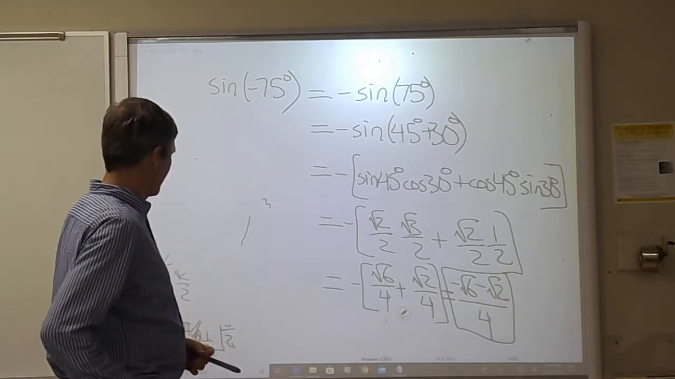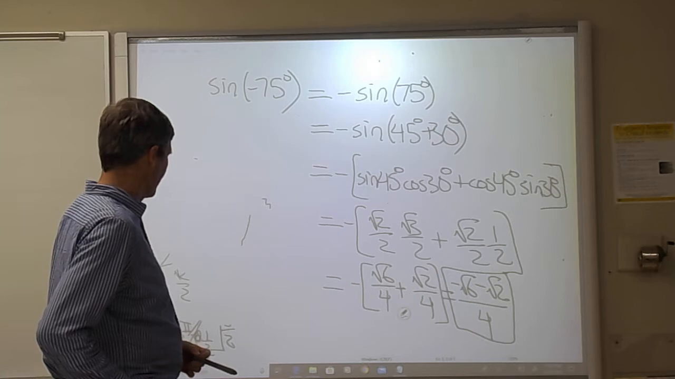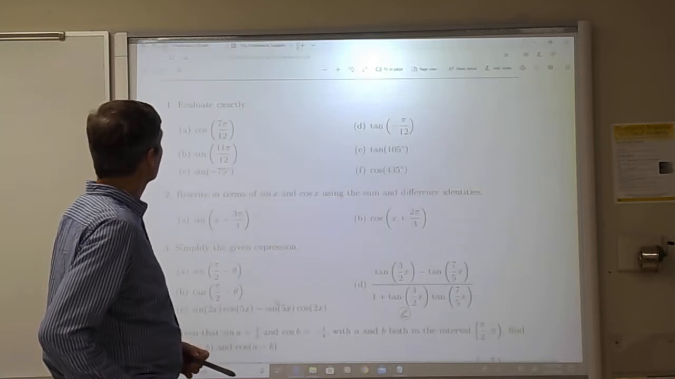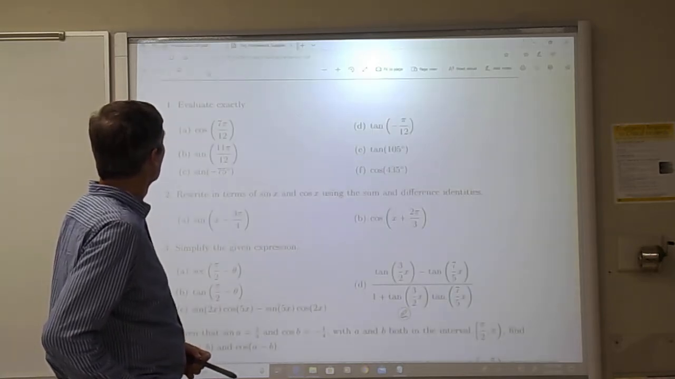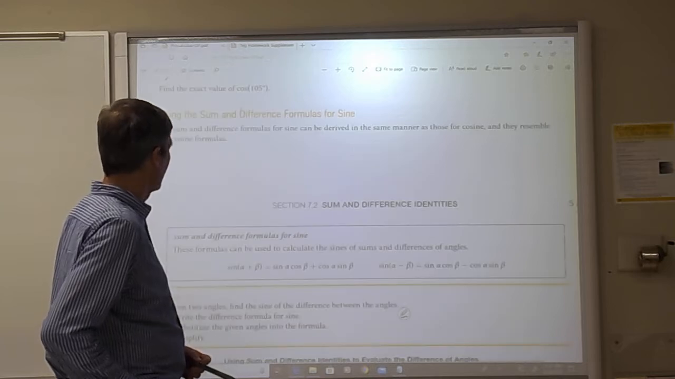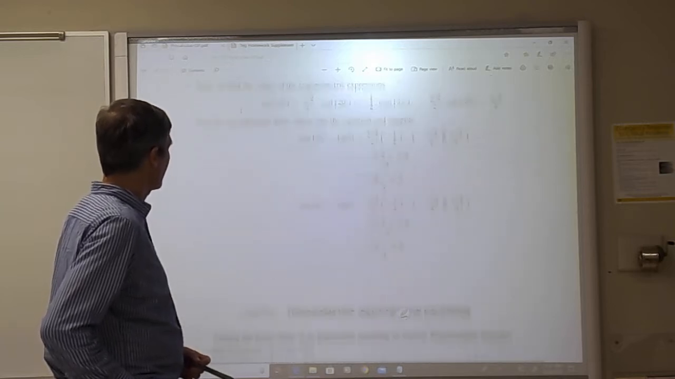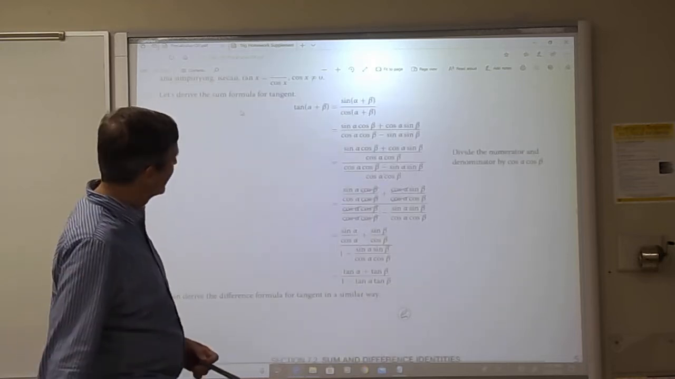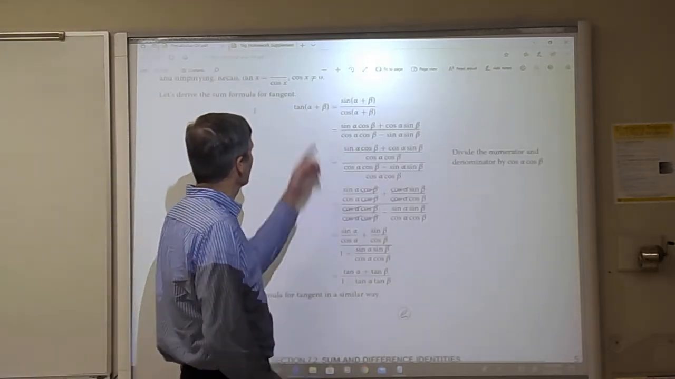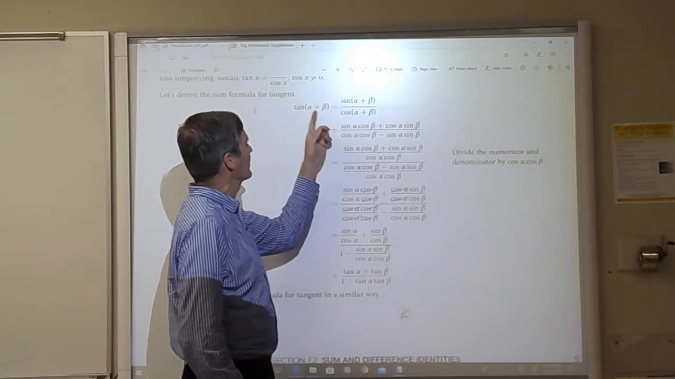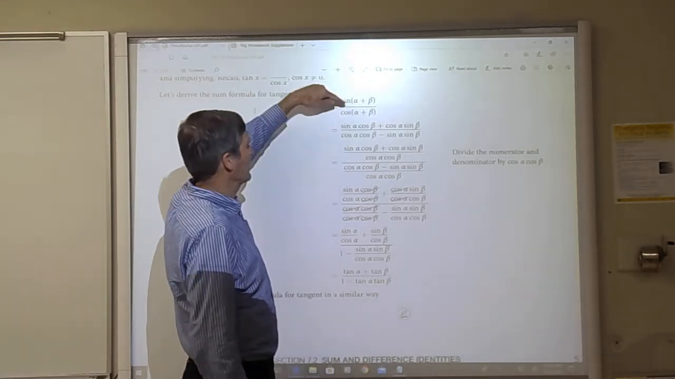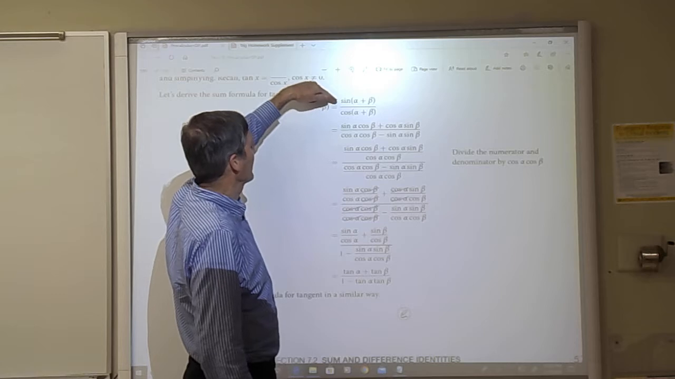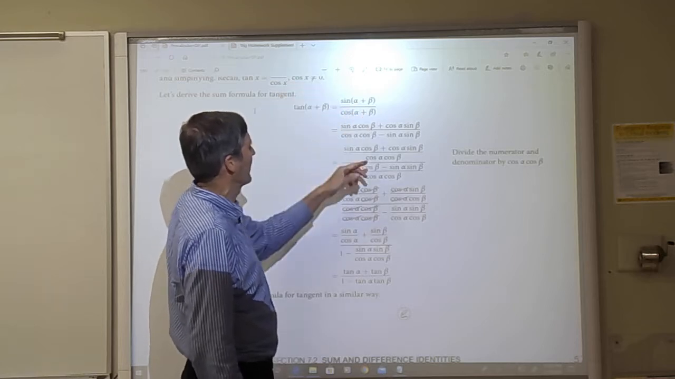Well, finally, there's an identity also for the tangent. I should say a pair of identities. If you scroll down further in the book, you'll see the derivation of it. It's worth looking at it just briefly. If you want to derive the identity for the tangent of the sum of two angles, tangent alpha plus beta, you just use the sine formula and cosine formula, right? Tangent is sine over cosine of alpha plus beta.